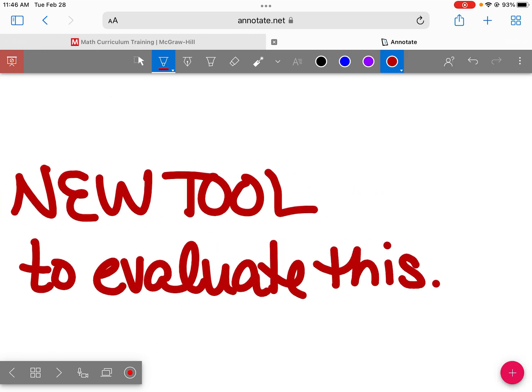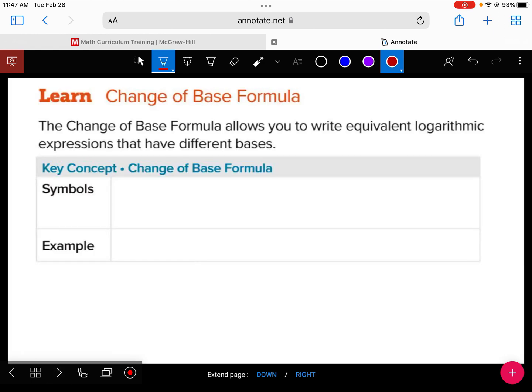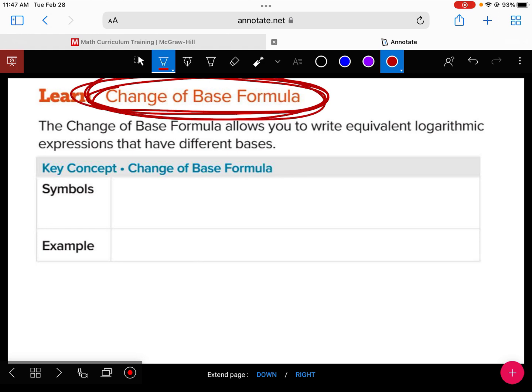We're going to come back to this. We have to learn our new tool, and then we need to come back. All right? Flip to the next page, because that's where we're going to get our new tool. What we are going to learn to give us our new tool here is called the change of base formula.